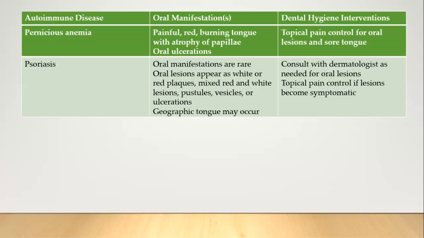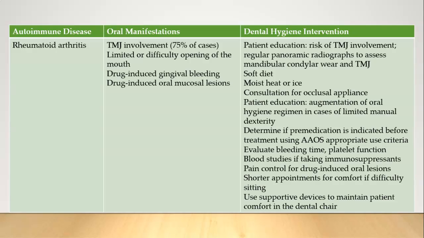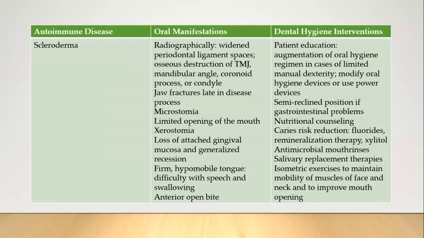Pustules, vesicles, or ulcerations. Geographic tongue may occur. Rheumatoid arthritis: TMJ involvement in almost 75% of the cases, limited or difficult opening of the mouth, drug-induced gingival bleeding, drug-induced oral mucosa lesions. Scleroderma: radiographically widened periodontal ligament space, osseous destruction of the TMJ, mandibular angle, coronoid process, and the condyle. All of that can be visible radiographically.